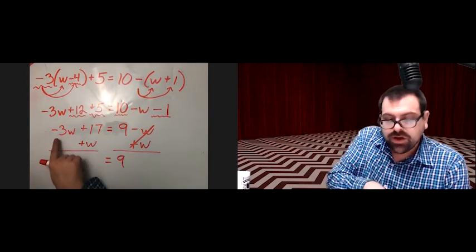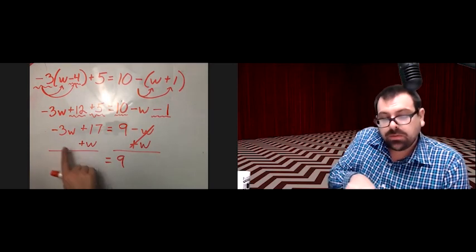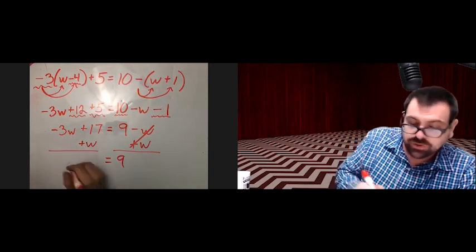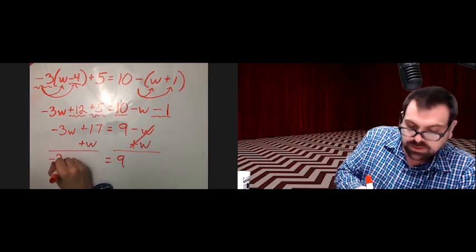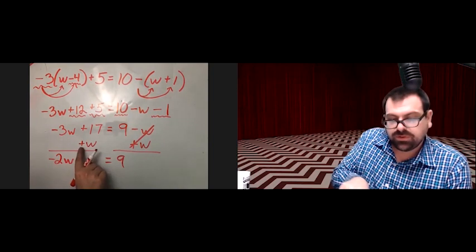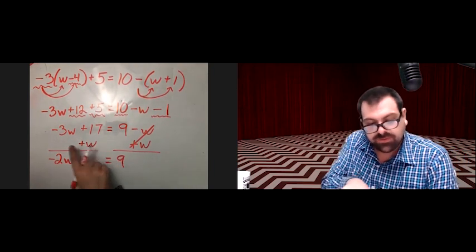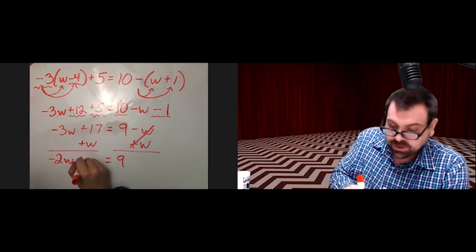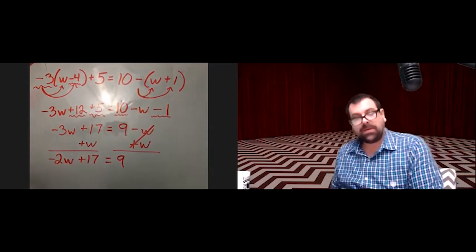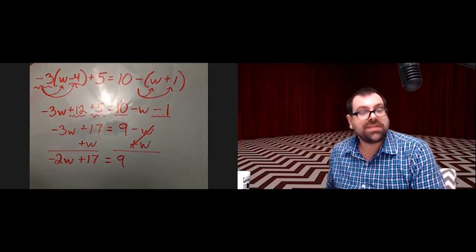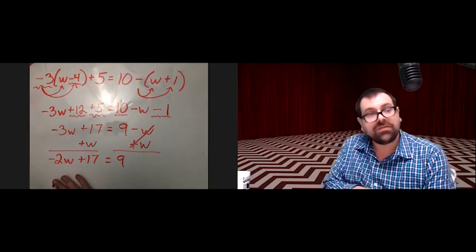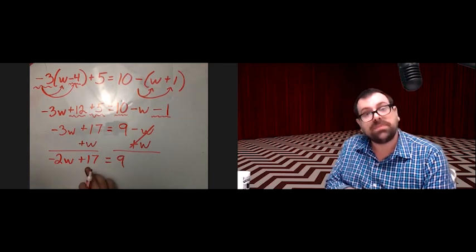Over here, -3 plus 1 would give me -2 W's. -3W plus 1W, -3 plus 1 is -2. So -2W plus 17. So see how this works? Now there's only W's on the left. I'm going to get rid of this plus 17.